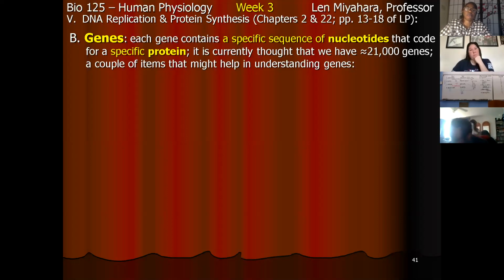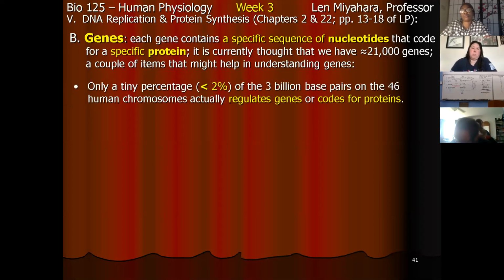We estimate 40 to 45,000. No, still way off. That's about 30,000. No, still way off. Now we're thinking it's more like around 20,000. That's all the genes. Well, out of 3 billion base pairs, that's less than 2%. What does that mean? That means most of our DNA is just space filler. Does nothing. Okay? Now that 2% is really important.